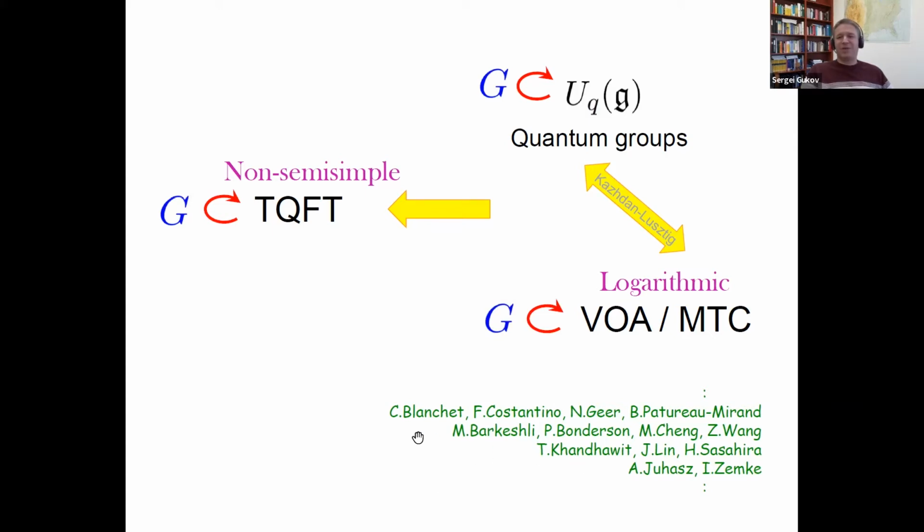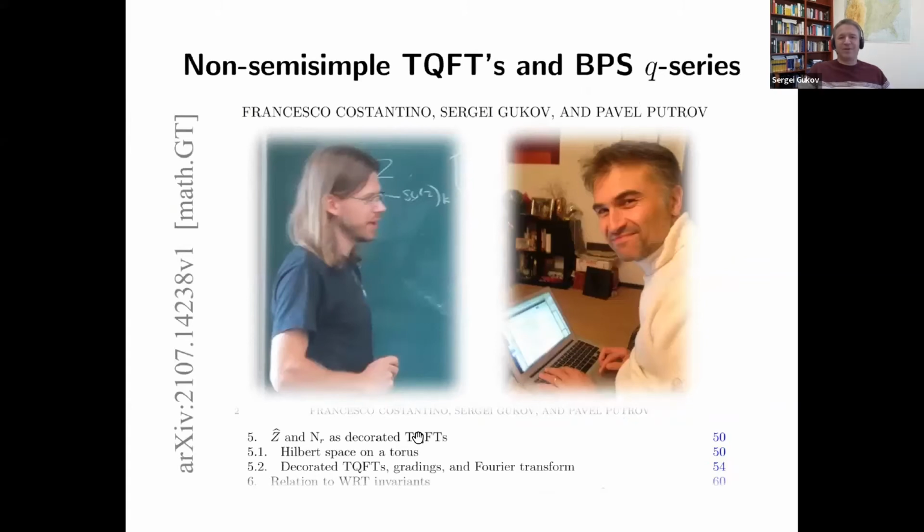And one attitude could be that we don't need to bridge them. That's fine. They each have several different incarnations and different descriptions. But I think building bridges is a good idea. And actually, in the problem that we were facing with Francois Costantino and Pavel Putrov, we were kind of forced to explore the relation between these different decorations or different additional structures. So to us, this question was unavoidable.